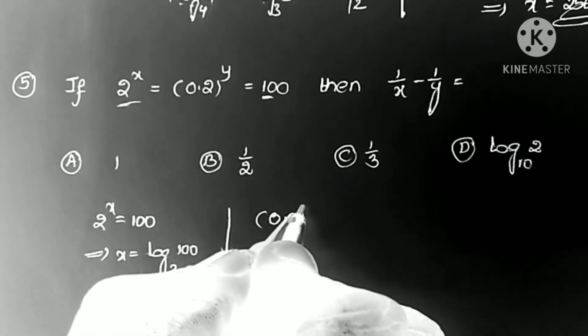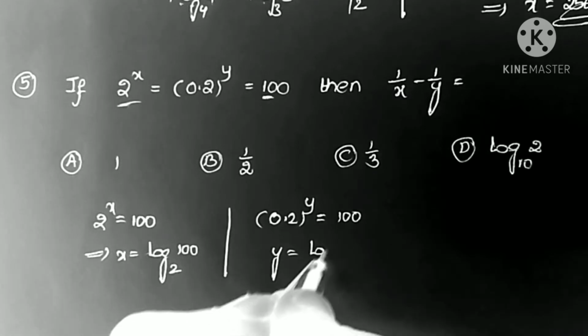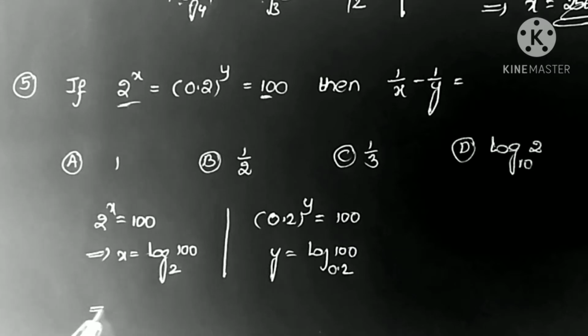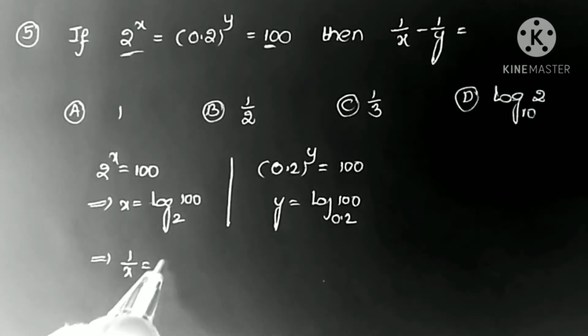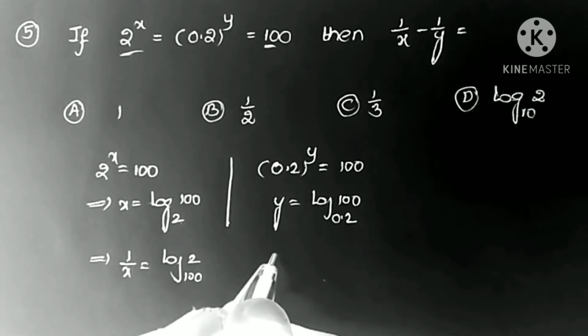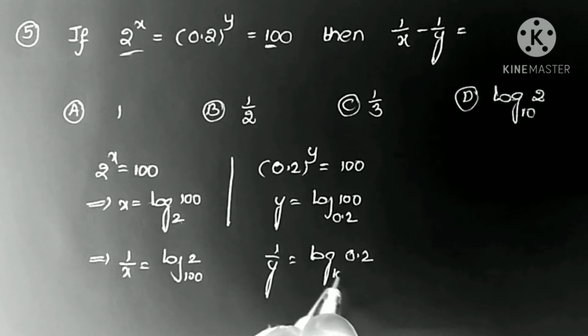And second one, 0.2 power y is equal to 100, then the value of y is equal to log 100 to the base 0.2, which implies what is 1 by x value. 1 by x means just simply we are interchanging these two values, that is log 2 to the base 100, and 1 by y is equal to log of 0.2 to the base 100.